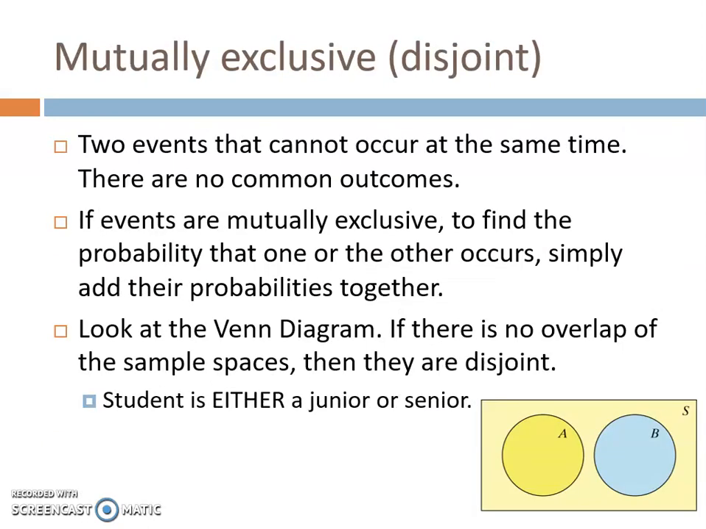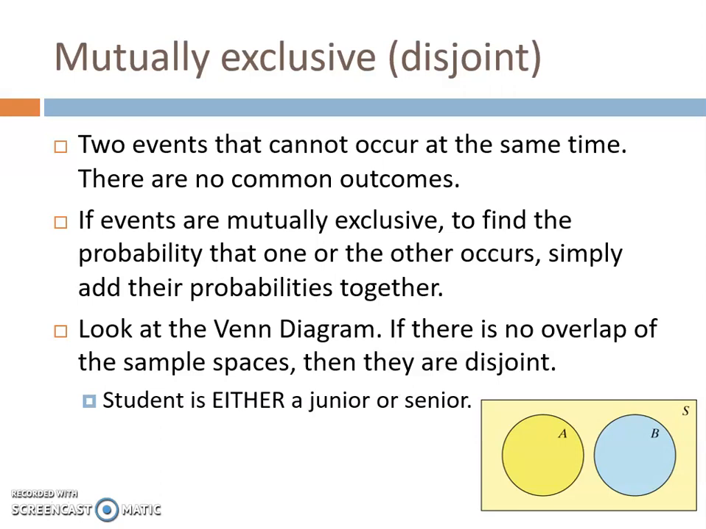Now, new term, mutually exclusive. 2 events that cannot occur at the same time are mutually exclusive. There are no common outcomes. If events are mutually exclusive, to find the probability that one or the other occurs, you would simply add their probabilities together. Visually, if I look at this Venn diagram here, there's no overlap between my 2 events, right? These are called disjoint events. They are mutually exclusive.